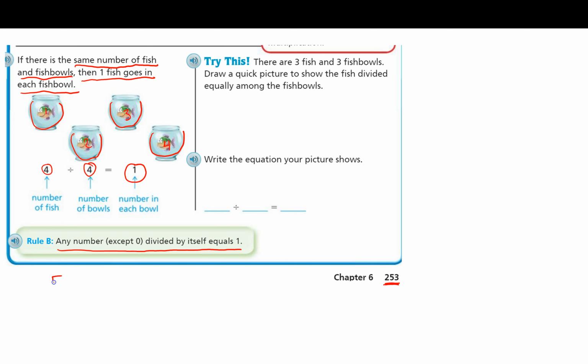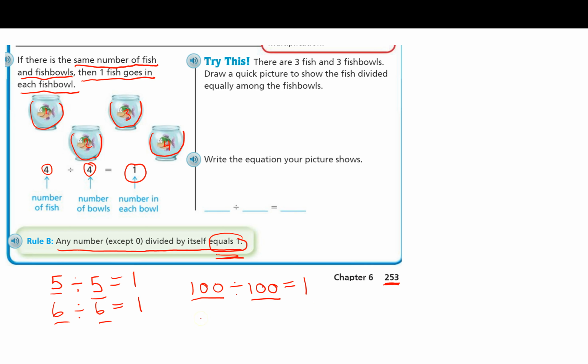So again, just like last time, if we have 5 divided by 5, so the same number divided by itself, it's always going to equal 1. If you have 6 divided by 6, that's going to equal 1. The same number divided by itself is always equal to 1. Okay. If you have 100 divided by 100, that's going to equal 1. Even though the number seems big, it's still the same number divided by the same number equals 1.